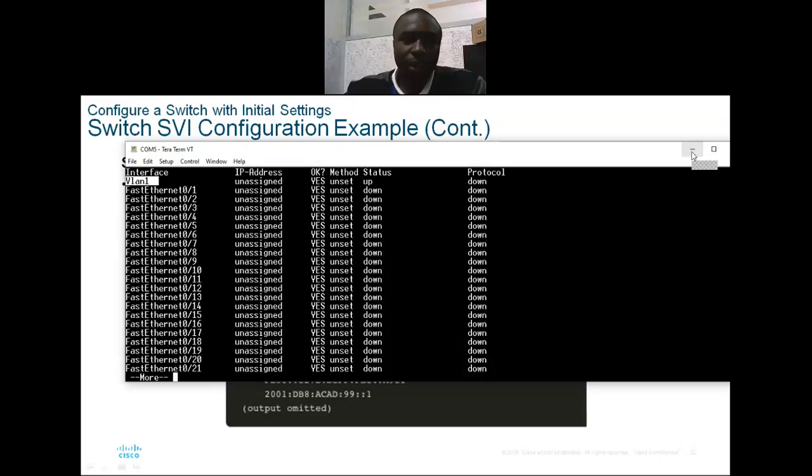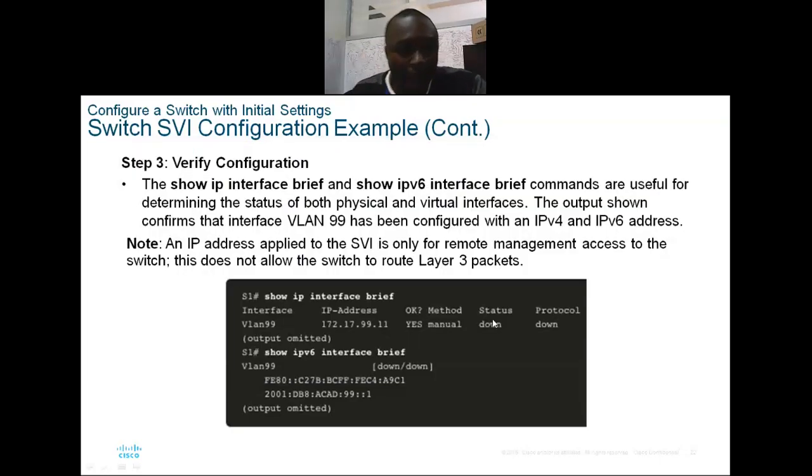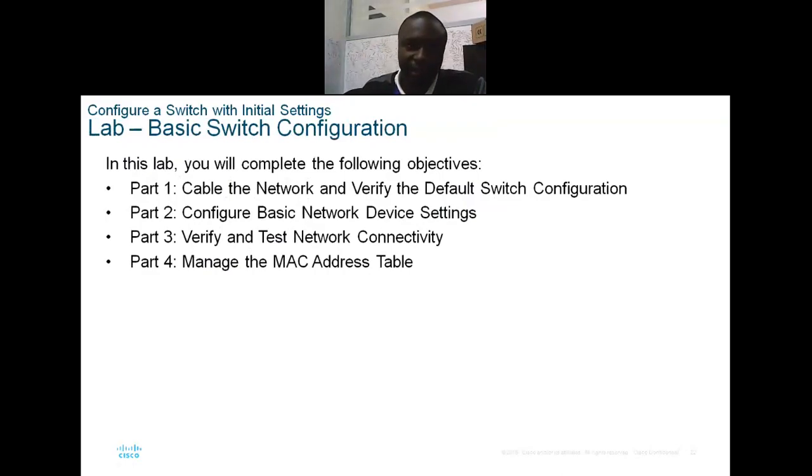All right. So we have our first lab. In this lab, you will complete the following objectives. Part 1, cable the network and verify the default switch configuration. All right, we have done that. I have cabled the network and we verify the basic default switch configuration.